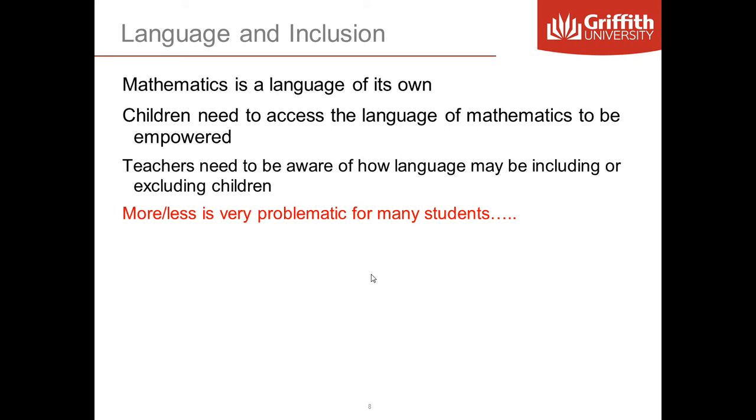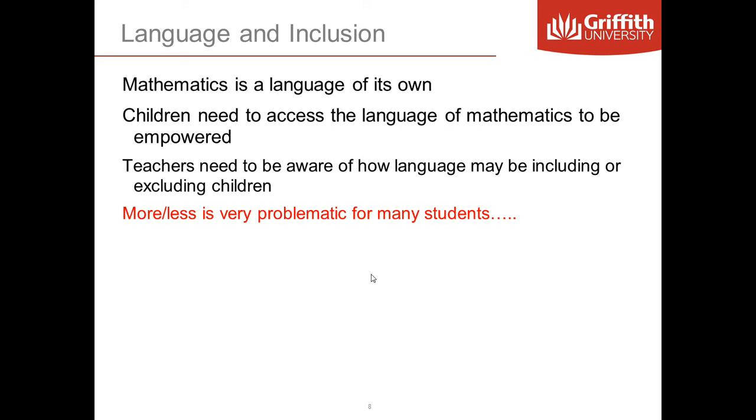Now, one of the most salient terms that we use in mathematics, particularly in the early years, are the terms more and less. So which number is 2 more than 3, which number is 3 less, which number is more, 2 or 3, which number is less. And we use these terms significantly in early number work and early measurement work. And we use it as unproblematic.